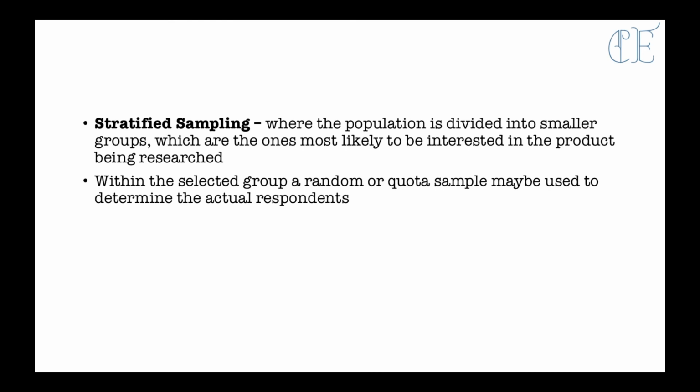Now, stratified sampling is something that there will be a video on as well separately. So that's where the population is divided into smaller groups, which are the ones most likely to be interested in the product being researched. So, as I was saying earlier about the children. Within the selected group, a random or quota sample may be used to determine the actual respondents. So, stratified sampling is where we would take a percentage of people. Like I say, there is a separate video on that, and I do suggest you watch it because it's a lot more detailed.